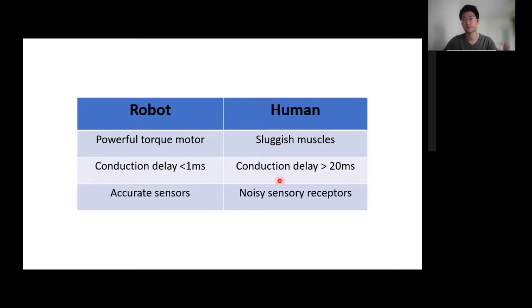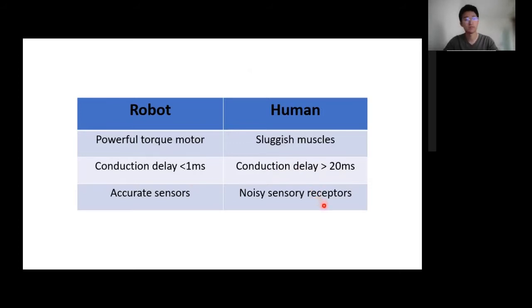And let's consider the fastest loop within our body when we control the skeletal muscle from our brain. The fastest loop takes at least 20 milliseconds. So if you take this 120 milliseconds delay for robot control, it would never be tolerable. So you can never control a robot like this. But humans still work much better than robots.